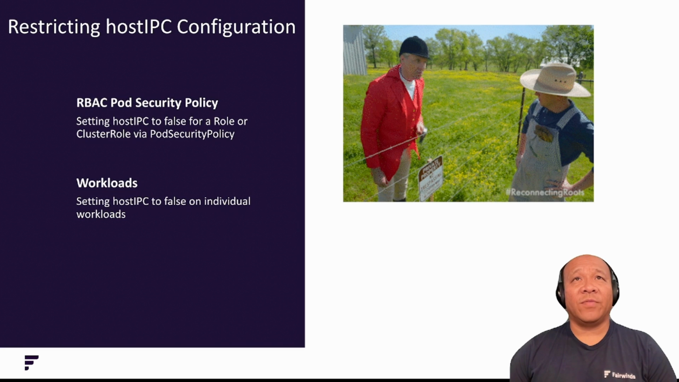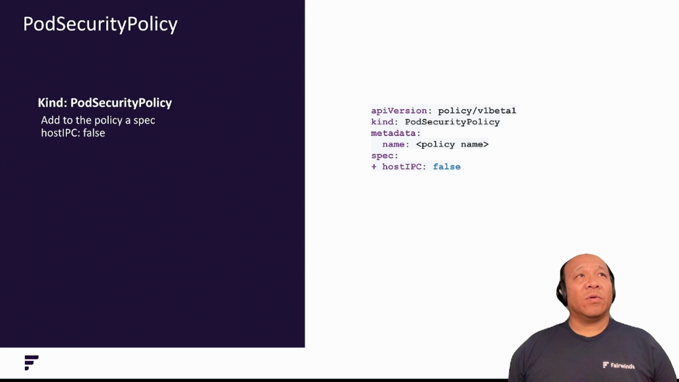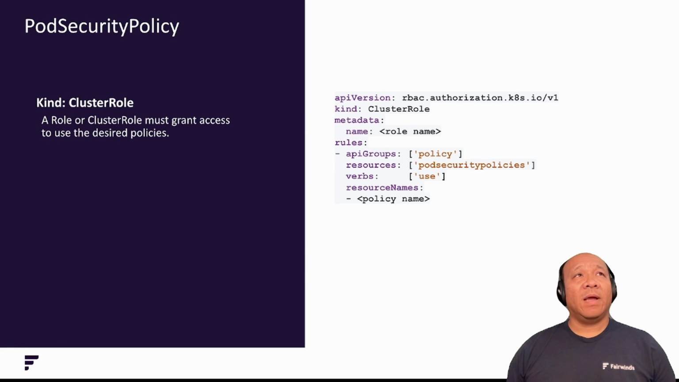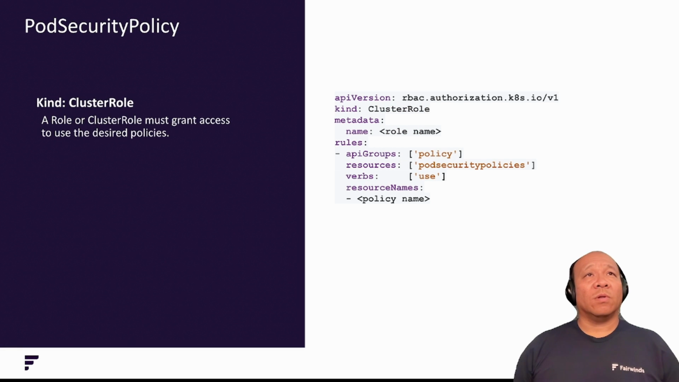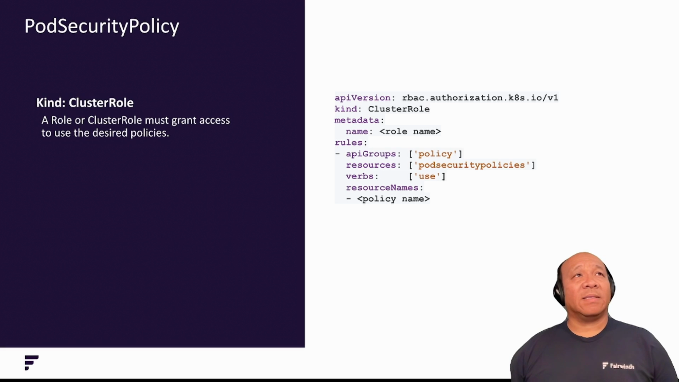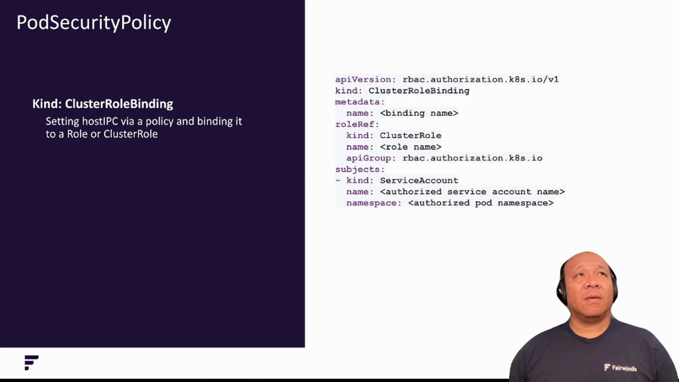Restricting host IPC configuration can be handled via a pod security policy or on an individual workload, such as a pod. Here we have a pod security policy, where in the spec we've set the host IPC to false. Next, we've created a cluster role, where we've granted access to that policy. And then finally, we've created a cluster role binding the role to a service account.